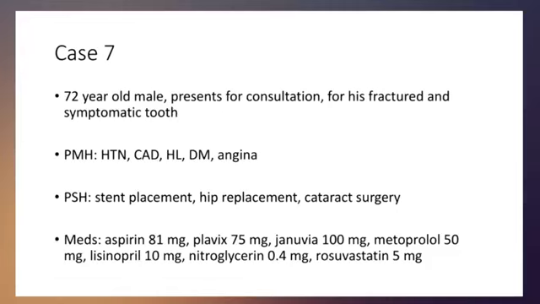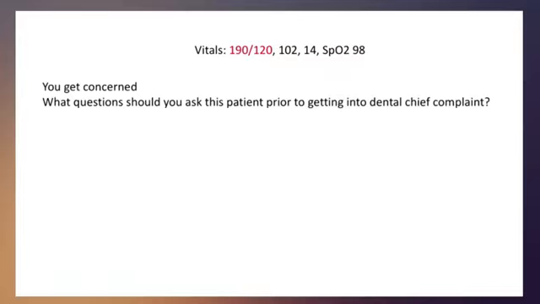Our 72-year-old patient has a history of high blood pressure, coronary artery disease, hyperlipidemia, diabetes, and angina, and is taking medications for the same. You decide to take vitals, and his blood pressure is really high, 190 over 120, and you get really concerned. He's also tachycardic, with a respiratory rate of 14 and SpO2 of 98. Looking at this blood pressure, you get concerned.